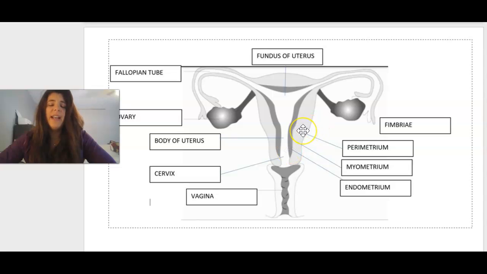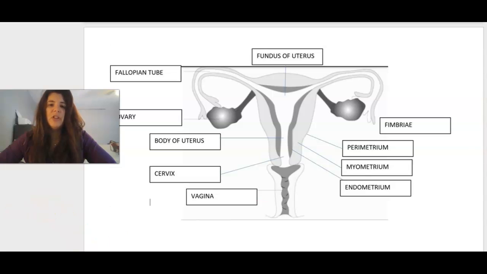Your uterus is divided into three tissue layers or linings. The perimetrium is the outermost lining of tissue. The myometrium is the middle, and the endometrium is the layer of tissue on the very inside. And then down here will be the vagina.